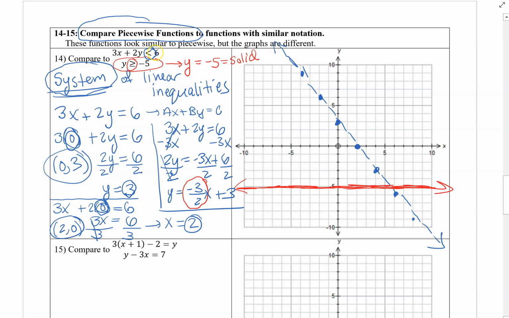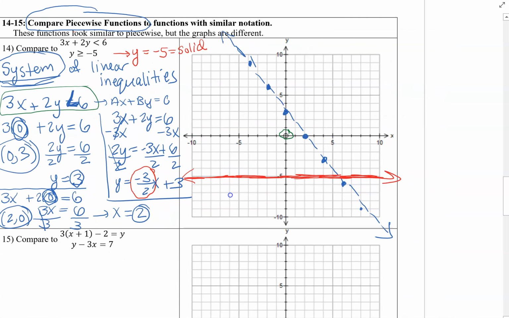Then we have to decide where to shade. So usually to decide where to shade, for the standard form equations like the first one, I test a point to decide where to shade. So for this first one, the 3x plus 2y is less than 6, because I can't forever ignore the inequality, right? I have to come back and address the inequality, because technically this is less than 6, not equal to 6. So what I do is I pick a point and then I test it. So I'm going to pick the point 0, 0 and test it with this equation to see what's true or not true.